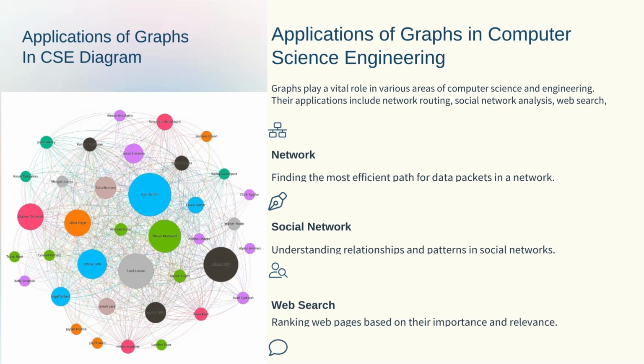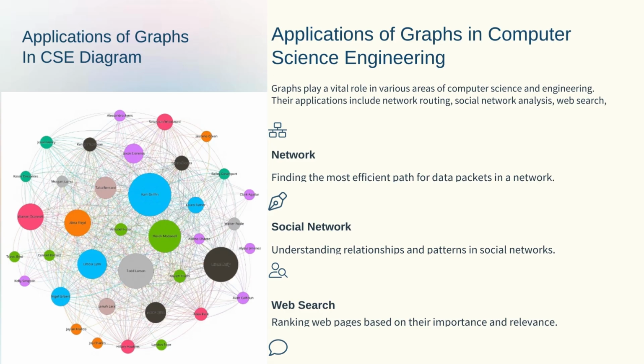Let's see some of the applications of graphs in computer science engineering. Graphs are versatile structures used in various applications in computer science and engineering. Here are some prominent applications. Network routing. Graphs represent computer networks where nodes are routers and edges are communication links. Network routing is finding the most efficient path for data packets in a network.